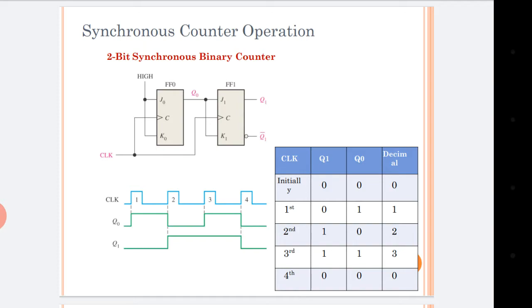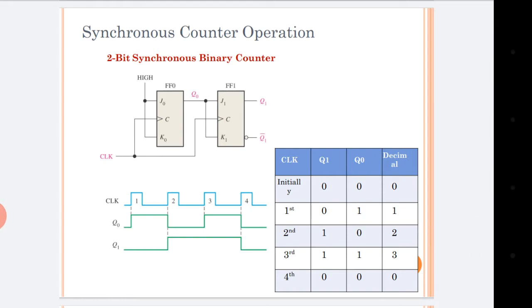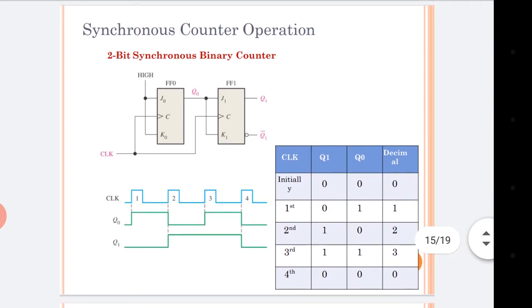Let us talk about the 2-bit synchronous up counter. You can observe this diagram. As we know, one flip-flop is used to store 1 bit. That's why, to design a 2-bit counter, I have used 2 flip-flops. I have used JK flip-flops over here. The J and K inputs are joined together. You will observe, as this is a synchronous counter, the clock pulse is common to both the flip-flops.